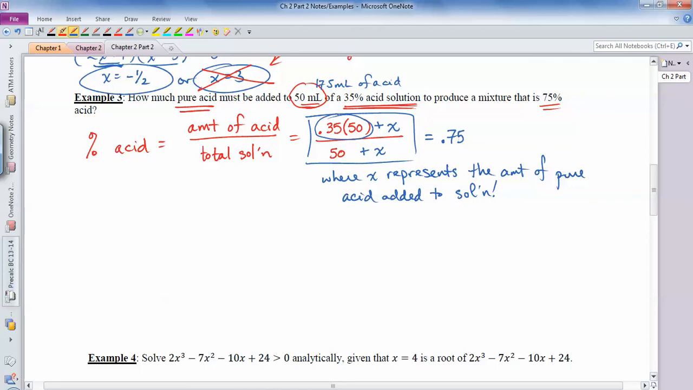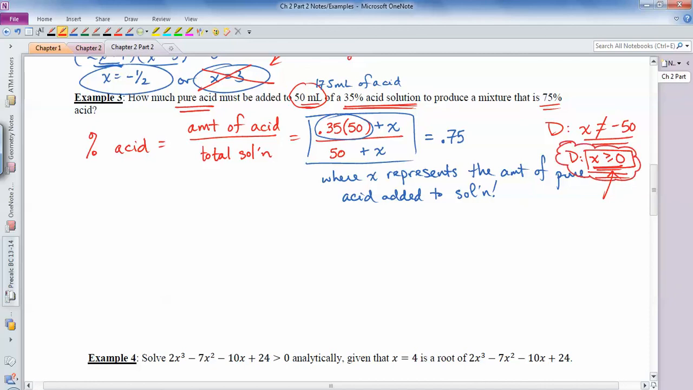Okay, domain. I know that X can't be -50, but that's sort of a ridiculous domain for this problem because I can't add -50 milliliters of solution. So instead, you want to think of the domain as X has to be greater than or equal to 0, because X is what I'm adding, and the least I can add is nothing, and everything else I could add has to be a positive amount of acid. So this is my domain, right?